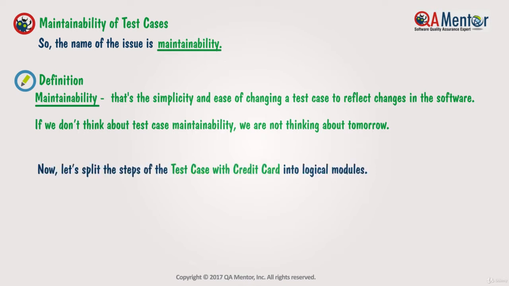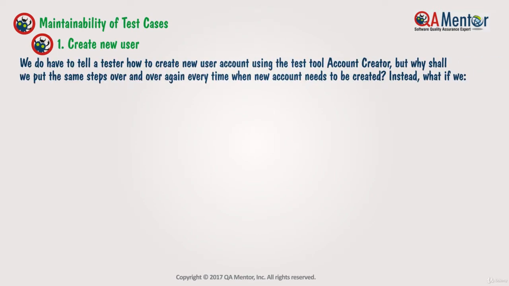Now, let's split the steps of the test case with credit card into logical modules. Please open File, Test Case Module, and take a look. Let's see how we can make this test case more maintainable. 1. Create new user. We do have to tell a tester how to create new user account using the test tool Account Creator. But why shall we put the same steps over and over again every time when new account needs to be created? Instead, what if we select blocks of steps which will be repeated in many test cases?